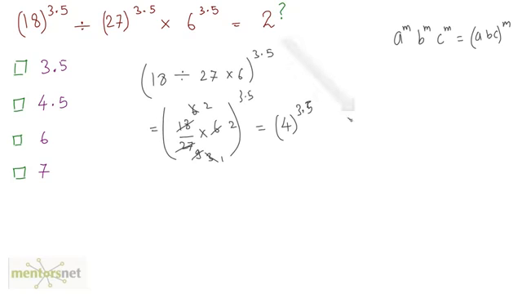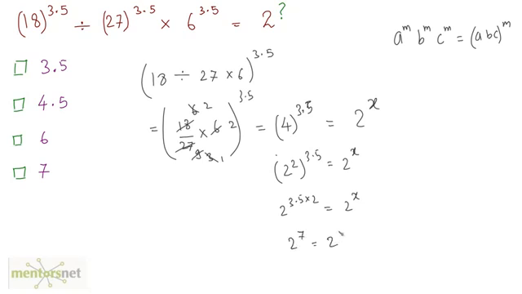So 4 raised to 3.5 is equal to 2 raised to, let's say, x. So 4 can be written as 2 square raised to 3.5 is equal to 2 raised to x. So 2 raised to 3.5 times 2 is equal to 2 raised to x. So 3.5 times 2 is 7. So 2 raised to 7 is 2 raised to x. Therefore x is equal to 7. So here 7 should come.